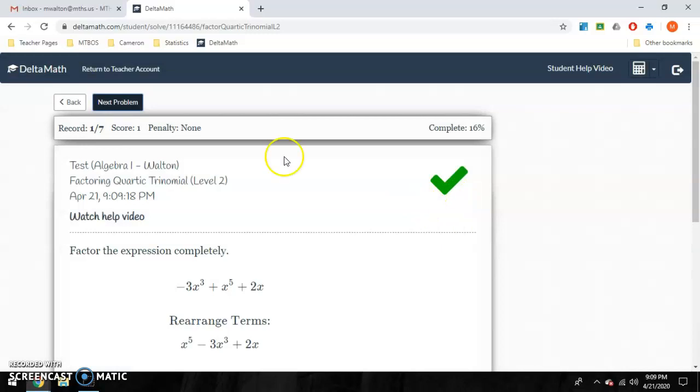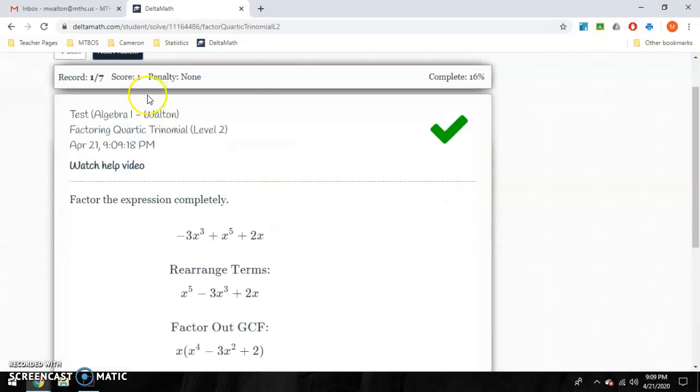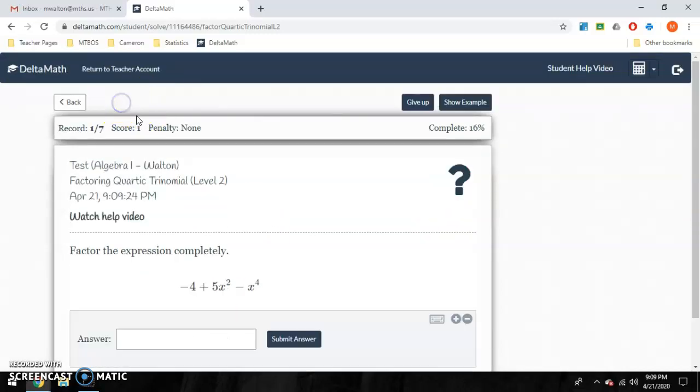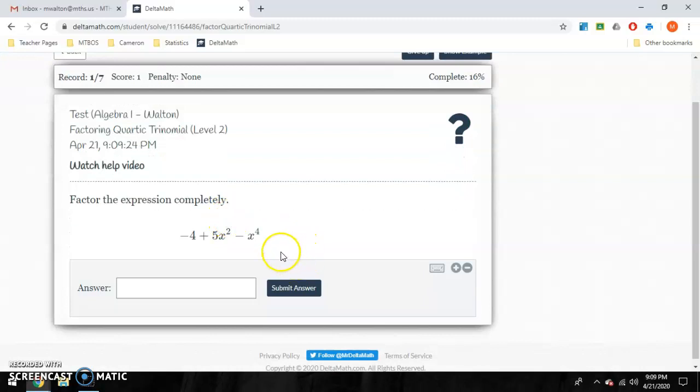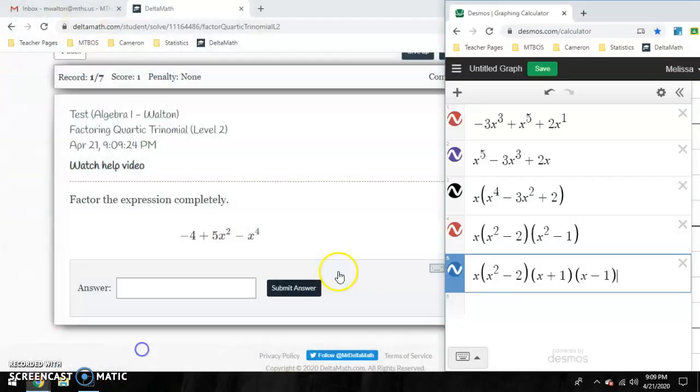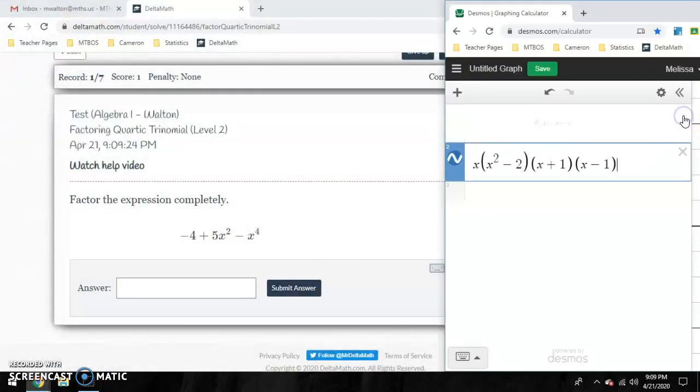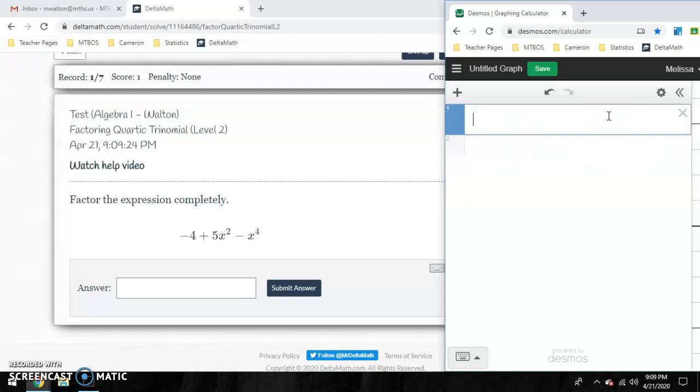Got it. All right, let's do another one just like this and see what we can come up with. So here's what I've got going on here. I have negative 4 plus 5x squared minus x to the fourth. All right, so here's what I'm going to do. I'll go ahead and exit out of all of these. I'm going to put these, -4 plus 5x squared minus x to the fourth.